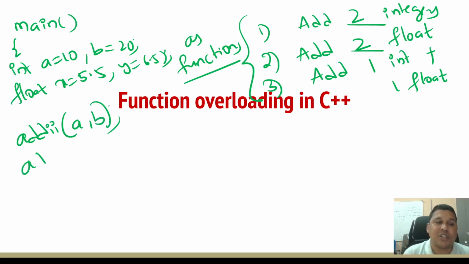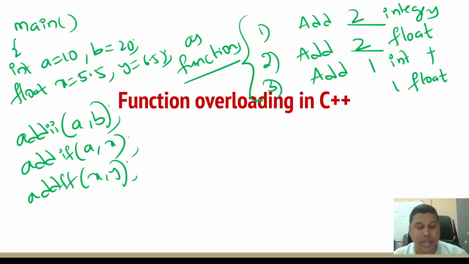I will write another function add if. I will be passing a and x. I will write another function add ff. I will be passing x comma y. If you observe this scenario here, we understand that we are trying to define three functions. One function to add two integers, another function to add two floating point numbers, another function to add one integer and one floating point number.